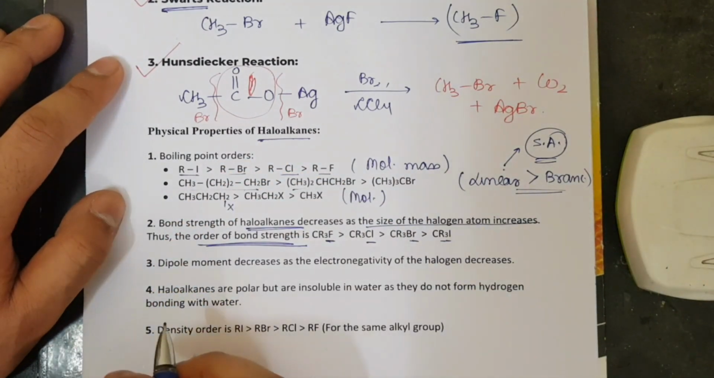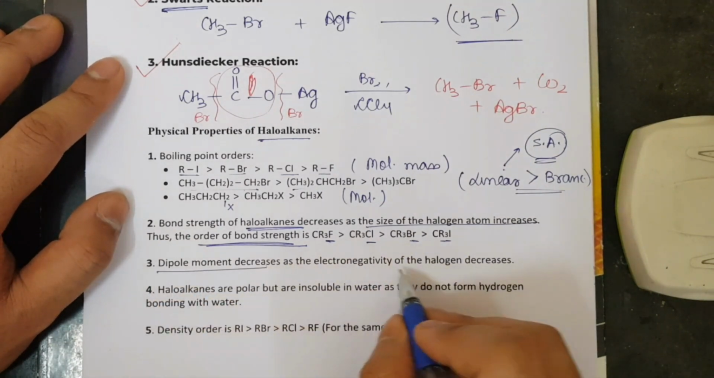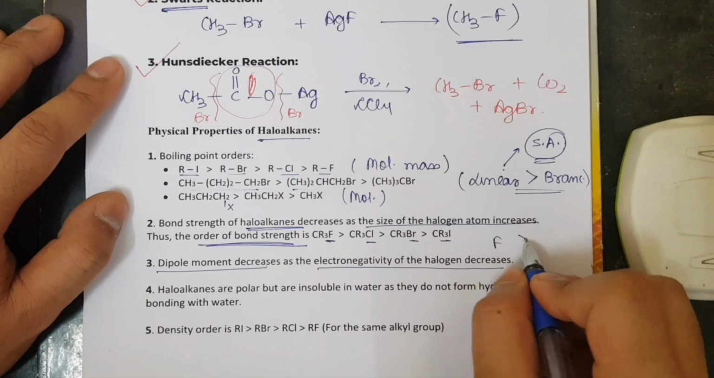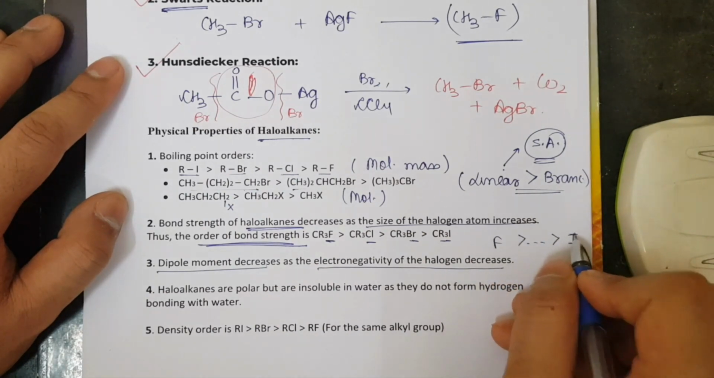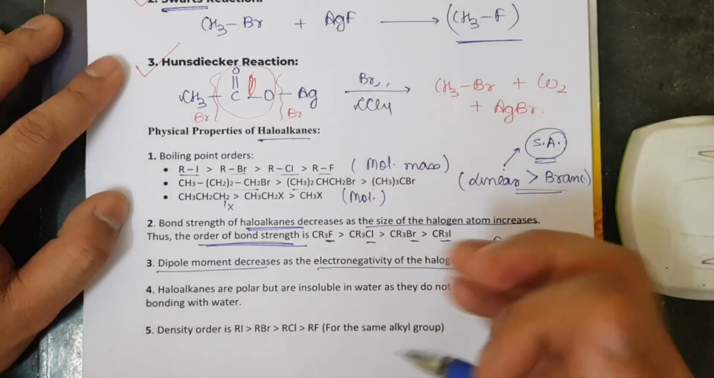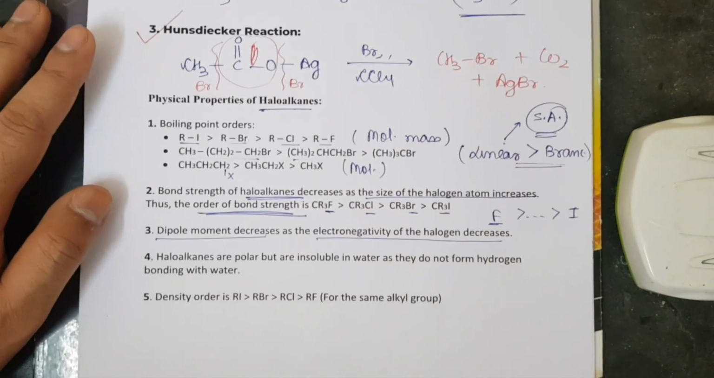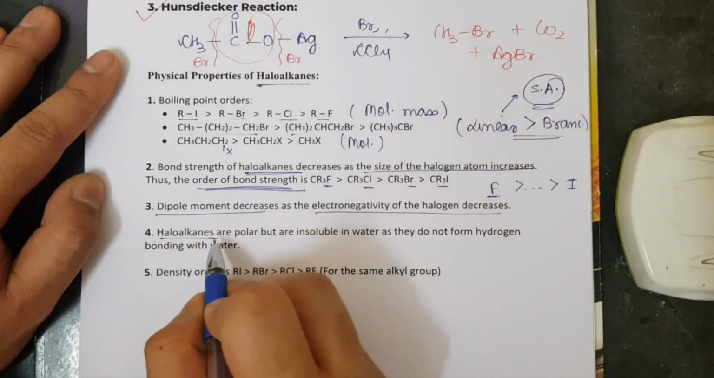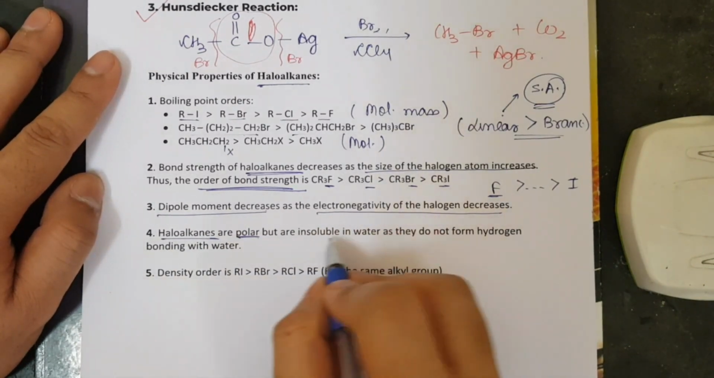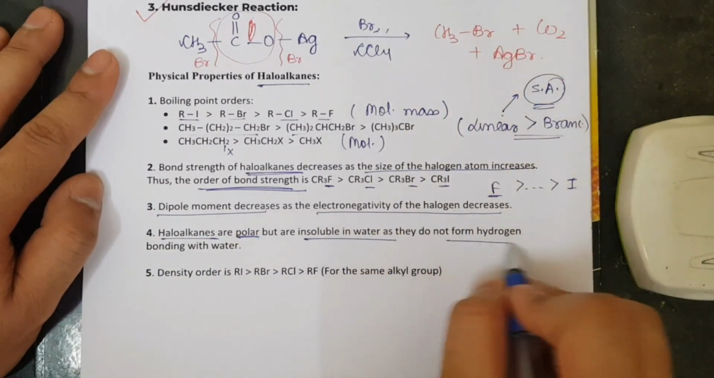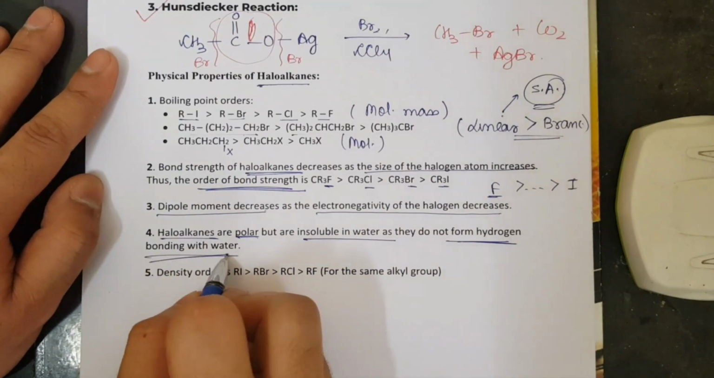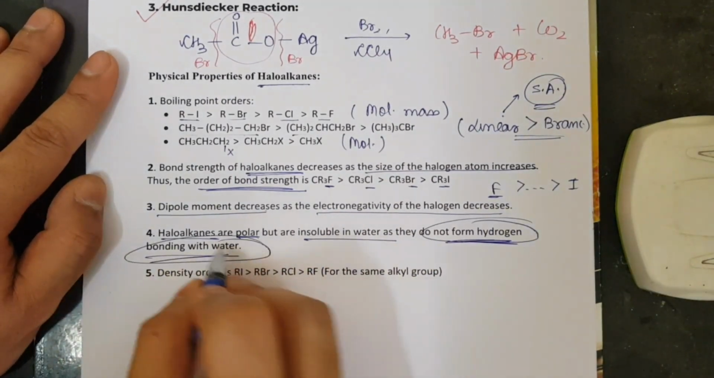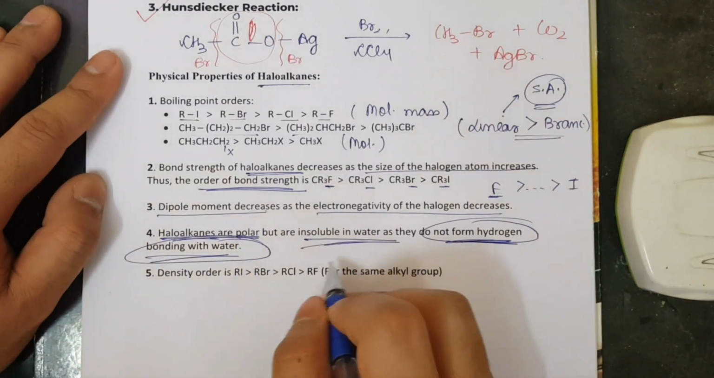Dipole moment decreases as the electronegativity of the halogen decreases. For example, fluorine will have more dipole moment than iodine because it is more electronegative, so it can withdraw in a better manner. That is the minus I effect basically. Now, haloalkanes are polar but are insoluble in water because they do not form hydrogen bonding. If they had formed hydrogen bonding, they would have been soluble, but they do not form hydrogen bonding. Thus, these are insoluble in water.